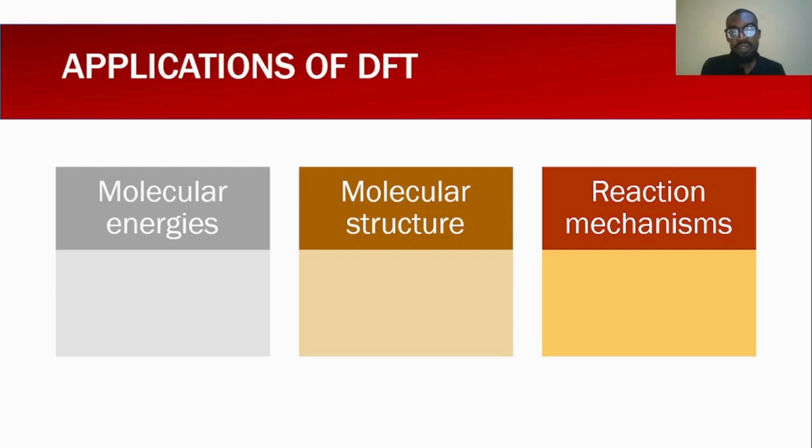Now, some of the applications of density functional theory is that it has been used to calculate molecular energies, that's the energy of molecules. And you will find a lot of research on this where they are calculating the total energy of a system, HOMO, LUMO, and the rest. So it's used to calculate energies of molecular systems. We also use it to ascertain molecular structure. And lastly, it's often used to predict reaction mechanisms.